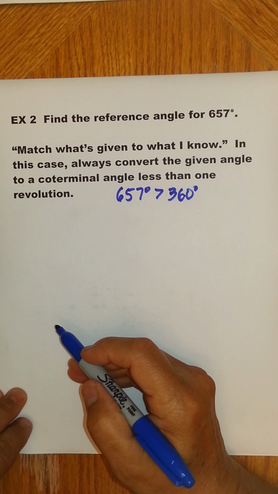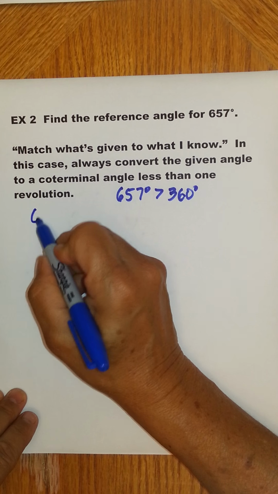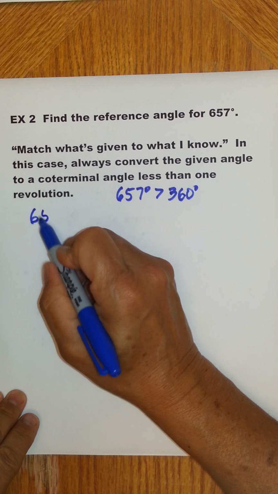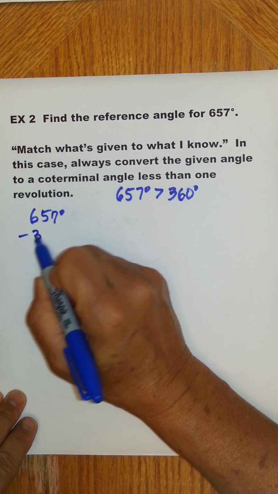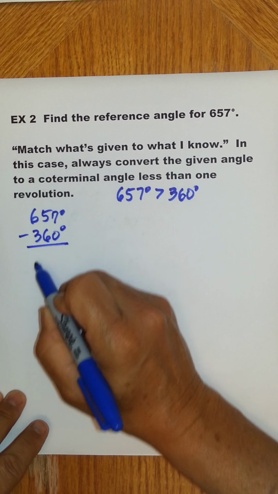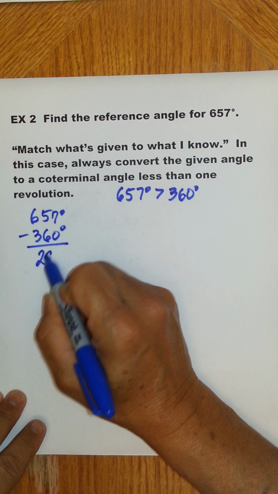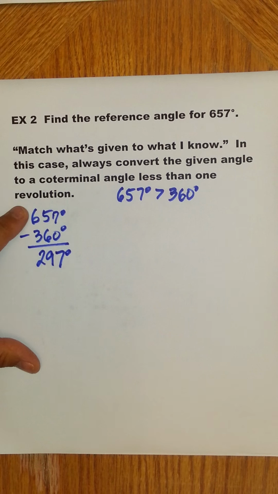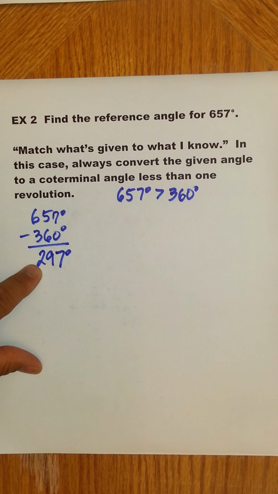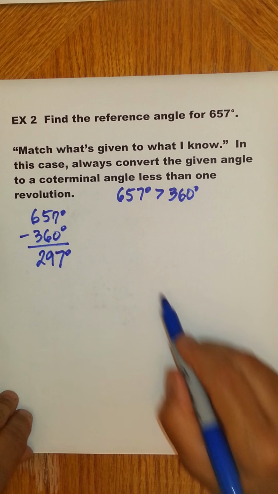So I'm going to find the coterminal angle for 657 that is less than one revolution. I'm going to subtract 360 as many times as I need to until I get a value that's less than 360. And what I see is that the coterminal angle for 657 is 297. Now that's something I know.